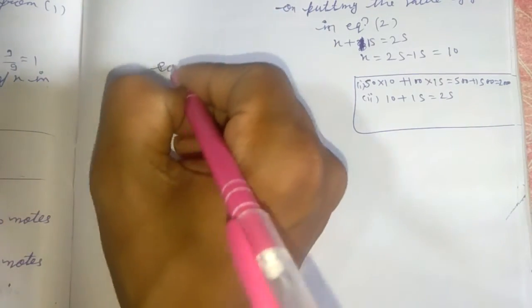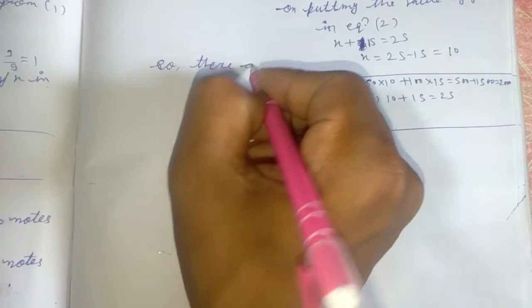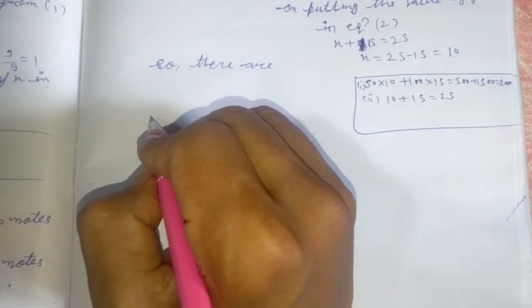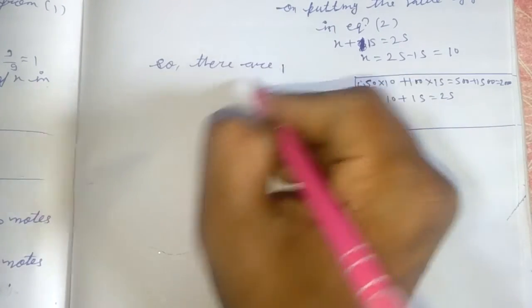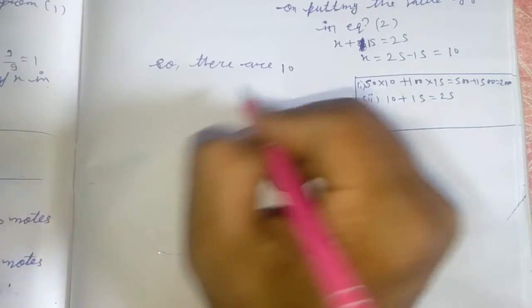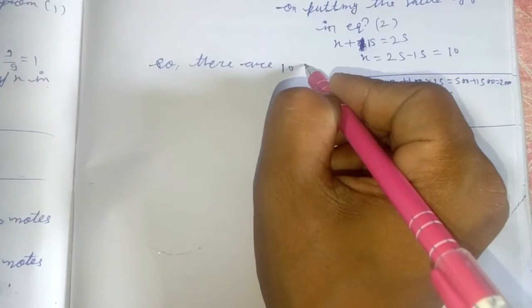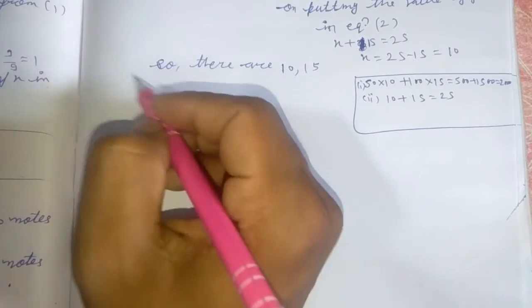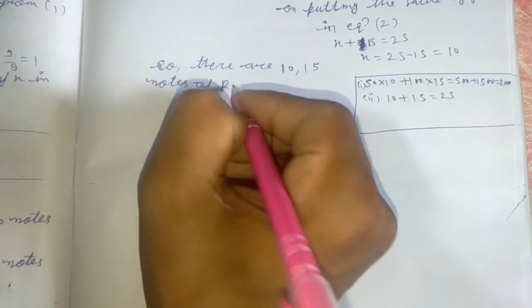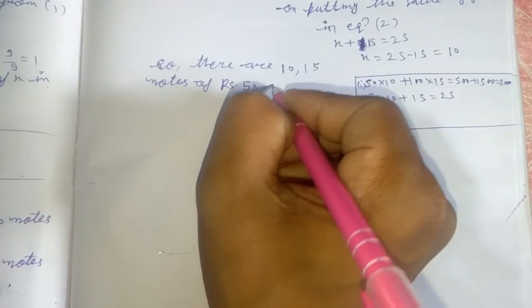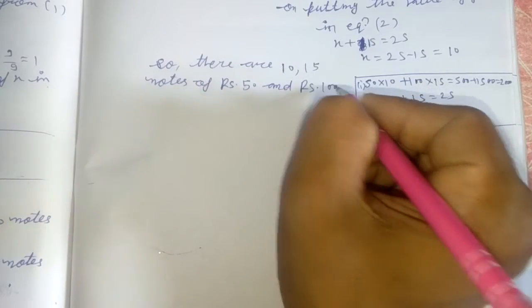So we write here, there are 10 and 15 notes of rupees 50 and 100 respectively.